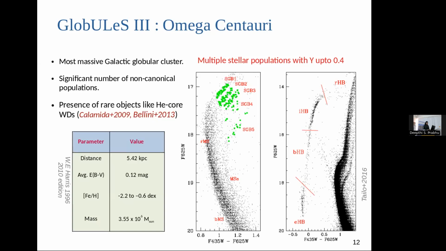And the basic parameters of this cluster are shown. So the point to be noted here is that this cluster shows multiple populations with metallicity variations of basically -2.2 to -1. So it's interesting in that sense.